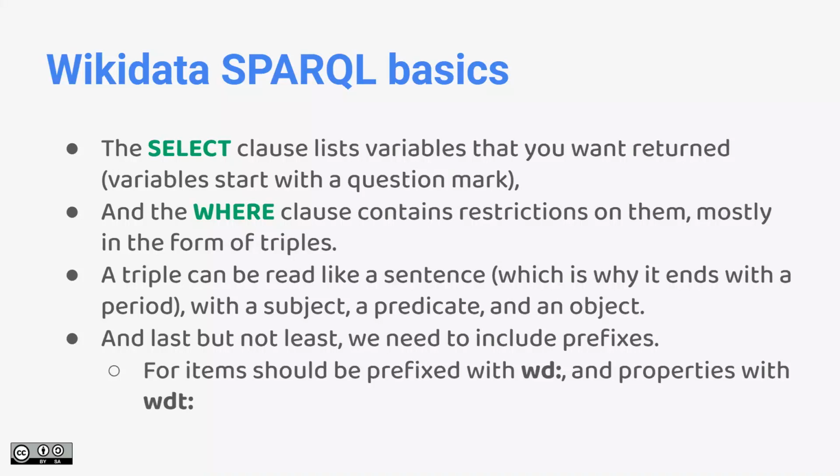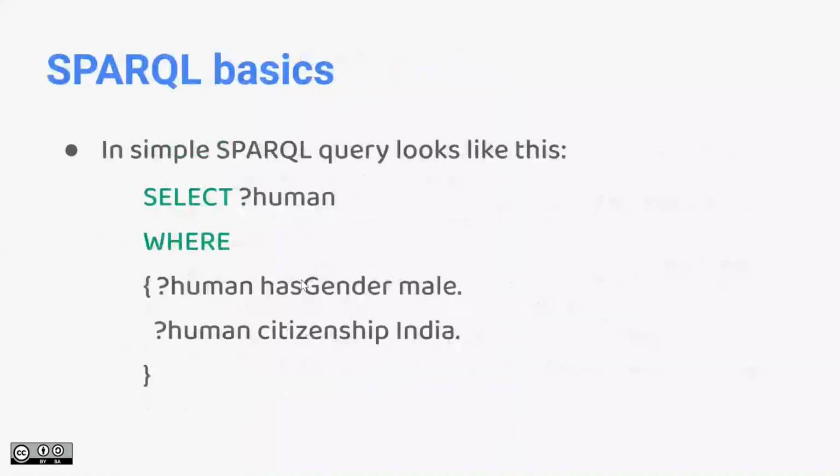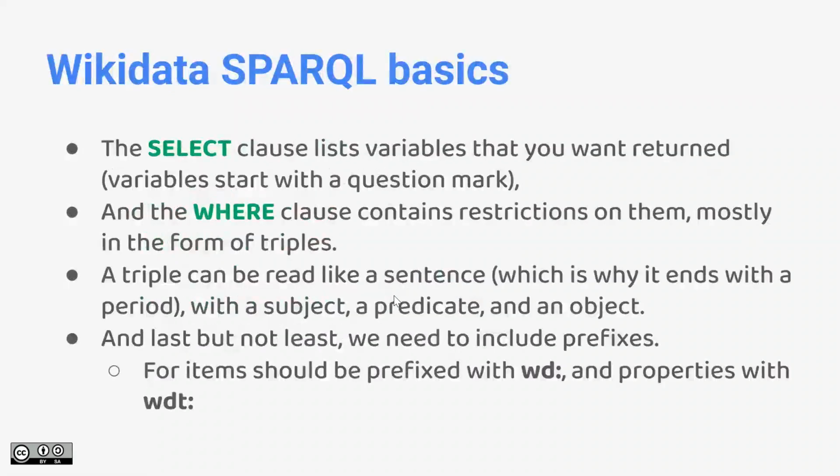If you notice the SPARQL query, this function is like a sentence that has three words, three elements. We have a variable called human, we have another word, has gender, and we have another word, male. So it's similar to what we can see in the statement. It has an item, it has a property, and it has a value. So we'll see how it works on Wikidata.